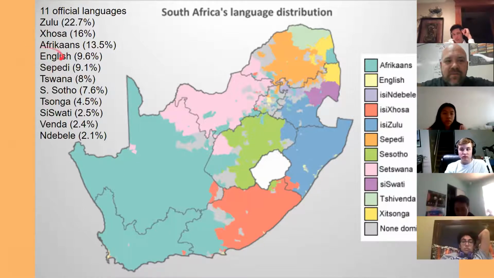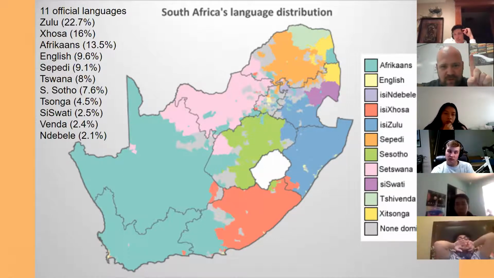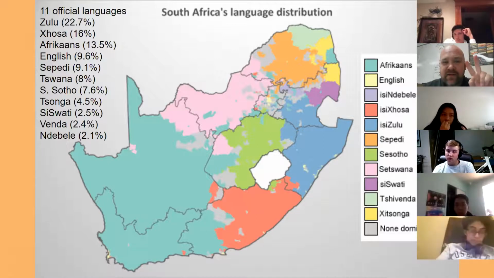Afrikaans. You guys should have heard about Afrikaans from AP Geography. Can any of you tell me what Afrikaans is? Isn't that the language that most white people in South Africa speak? Dutch, isn't it? Yeah. So yes, first of all, you're absolutely right. It's a white language. It's the language of the white people. And Jackson said it's Dutch.